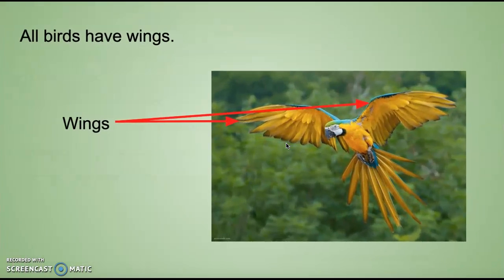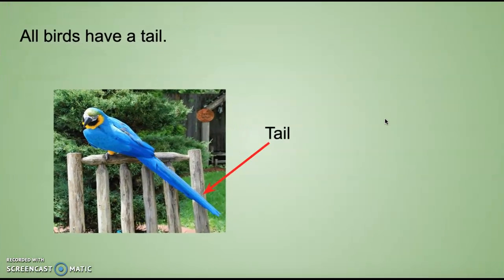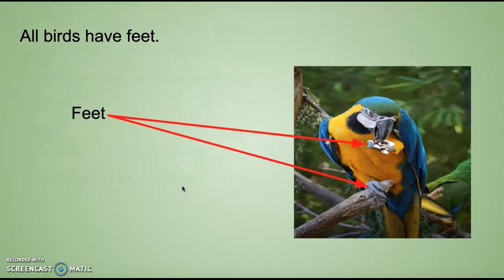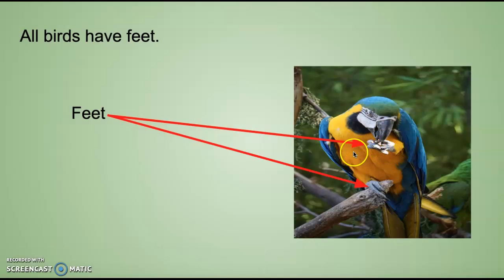All birds have wings. Some birds use their wings to fly. Here are the wings of this bird. All birds have a tail. Birds use their tail to steer and maneuver when they fly. Here we see the tail of this bird. All birds have feet. Birds use their feet to walk and grip on food. Here we see the feet of this bird, and we also see the bird gripping on some food.